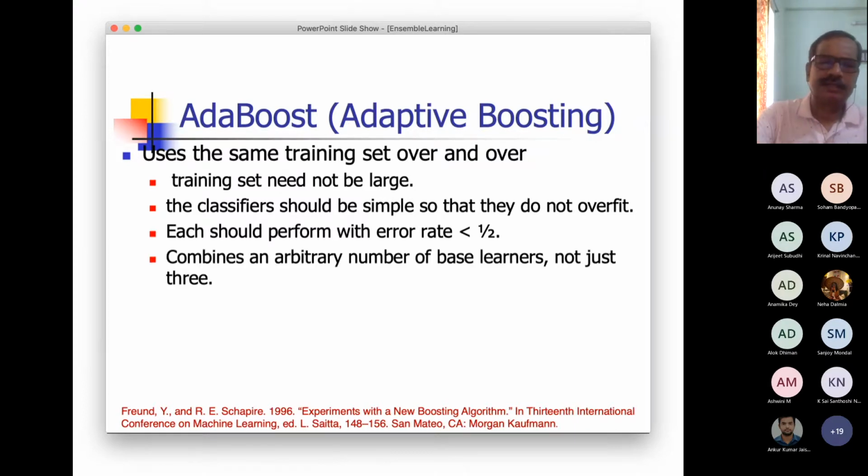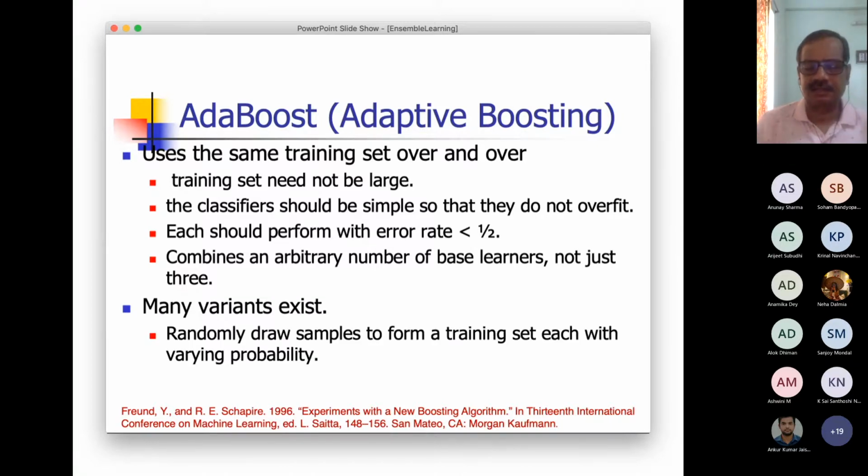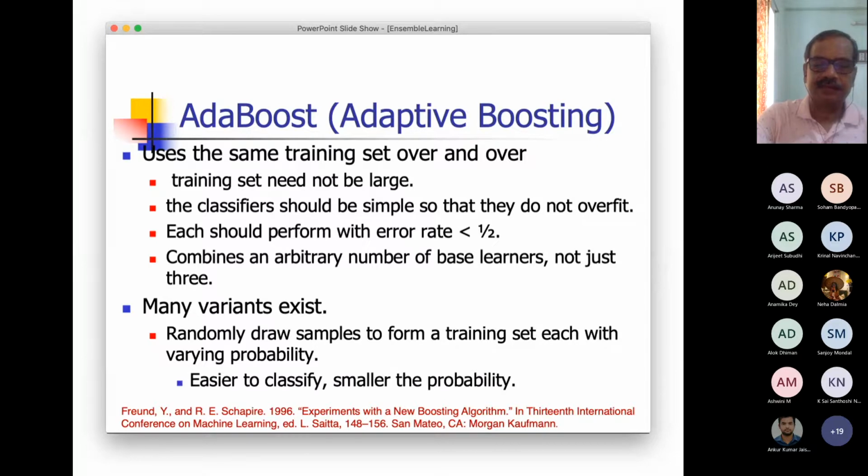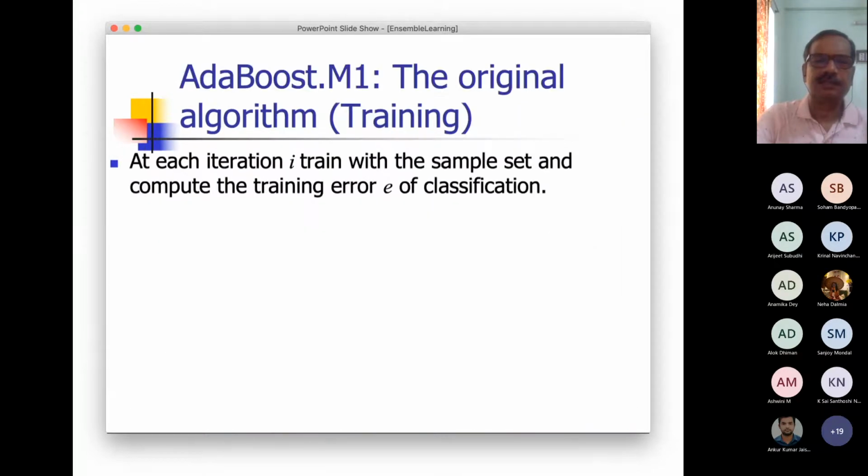With this, you combine an arbitrary number of base learners, not just 3, as I have mentioned, and there are many variants. I will discuss one such approach which I just outlined, with more concrete steps. As I mentioned, you randomly draw samples to form the training set, and if a sample is easier to classify, the probability of sampling would be smaller. I have already mentioned this. So let us see how, in algorithmic form, in the computational steps, we implement these principles.